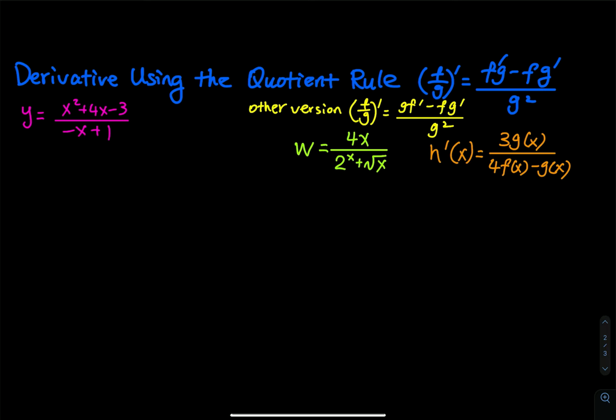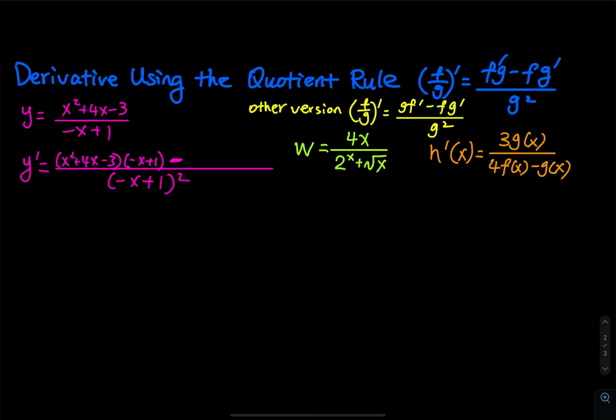So starting with the first problem, we have y equals x squared plus 4x minus 3 divided by negative x plus 1, so y prime. The first step is always you square the denominator, so negative x plus 1 squared, and then f g, right? So copy, and then denominator minus, for the quotient rule, and then denominator 4x minus 3, and then times negative x plus 1. So this is negative x plus 1.